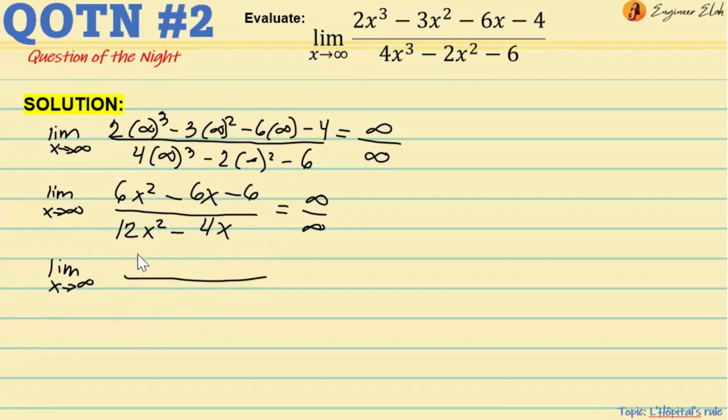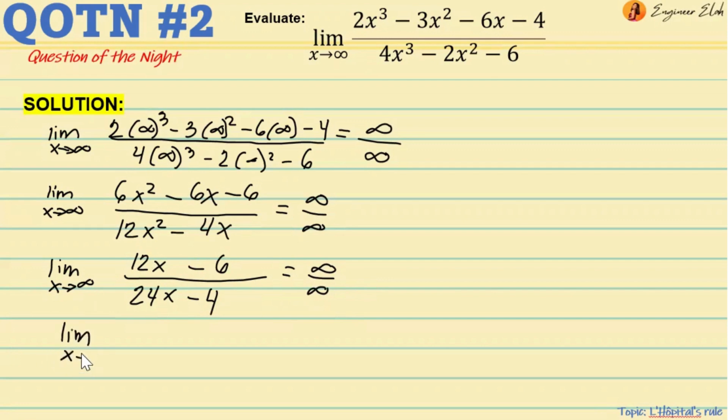Derivative ng 6x squared, that will be 12x. Derivative ng 6x, that will be 6. Derivative ng 12x squared, that will be 24x minus ito yung 4x, that will be 4. Okay? And again, kapag sinubstitute mo tong infinity dito and dito, ang magiging sagot is still infinity over infinity, which is indeterminate. So again, we need to differentiate this one.